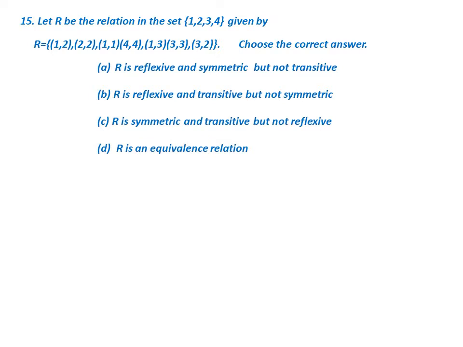A: R is reflexive and symmetric but not transitive. B: R is reflexive and transitive but not symmetric. C: R is symmetric and transitive but not reflexive. D: R is an equivalence relation. Definitely R is reflexive and transitive but not symmetric. You can see here (1, 3) is there, (3, 1) is not there, etc. So it's a multiple choice question, and B is the correct option.